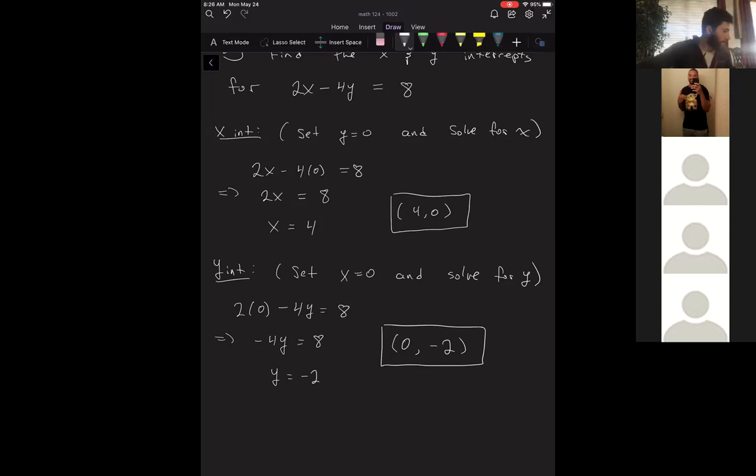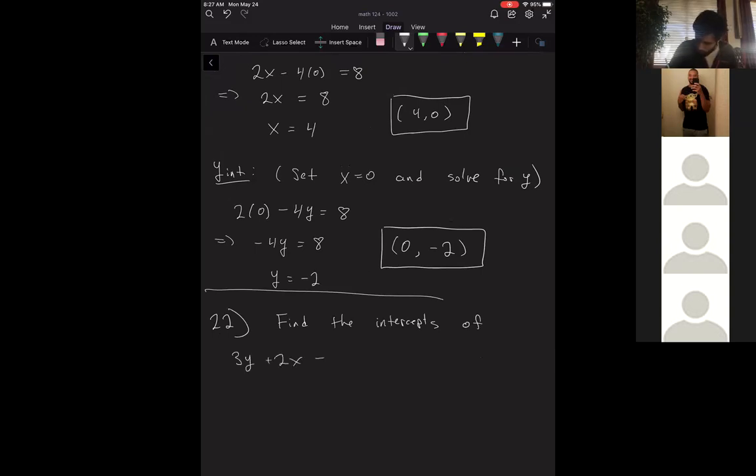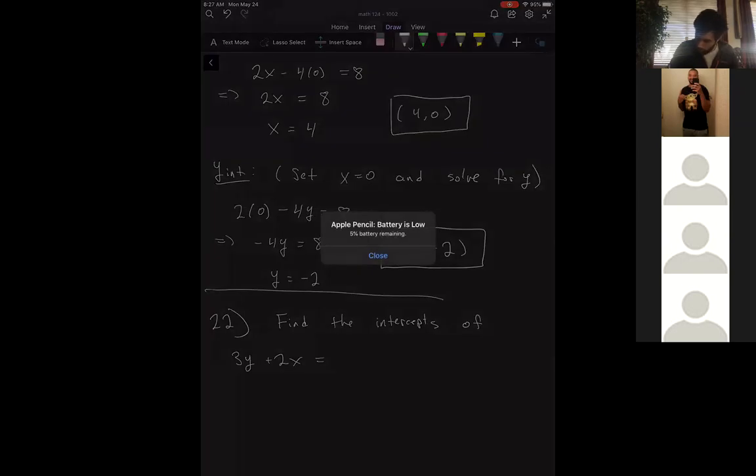Okay, let's do another one. How about, maybe we could do 22. So same problem, we want to find the intercepts. Find the intercepts of 3y plus 2x is equal to minus 6.